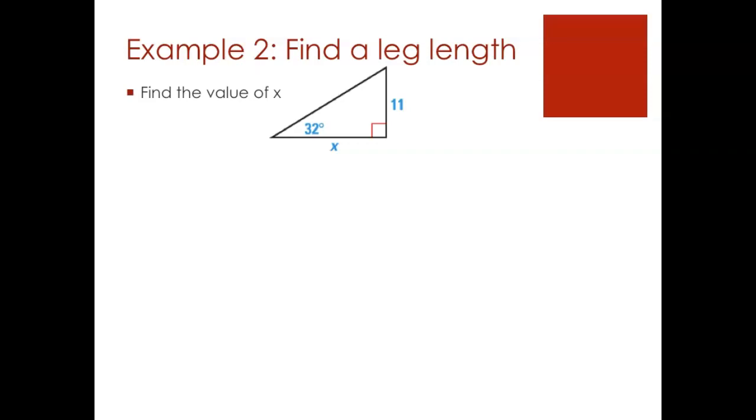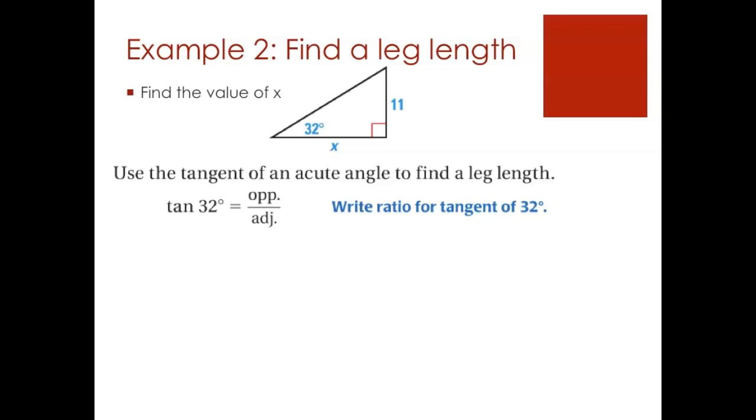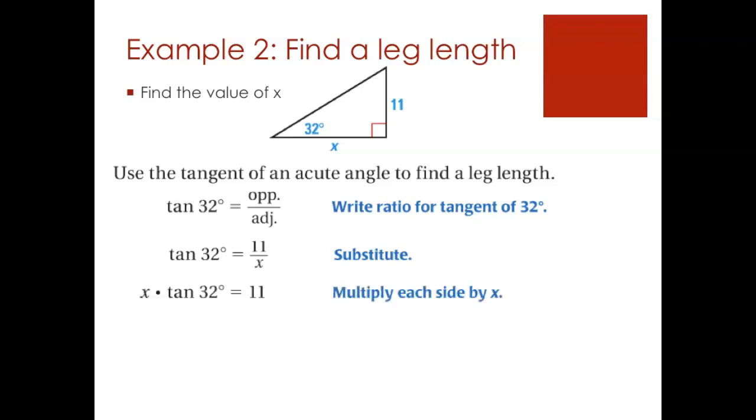11 is the length of the leg that is opposite the 32-degree angle. X is the leg that is adjacent to the 32-degree angle. So remember that tangent of the angle measure, so tangent of 32, is equal to the opposite leg over the adjacent leg. In this case, that would be 11 over x. And then now we need to solve for x. So first I'm going to multiply both sides by x so I don't have x in the denominator. Then I'm going to divide both sides by tangent of 32 to get x by itself.